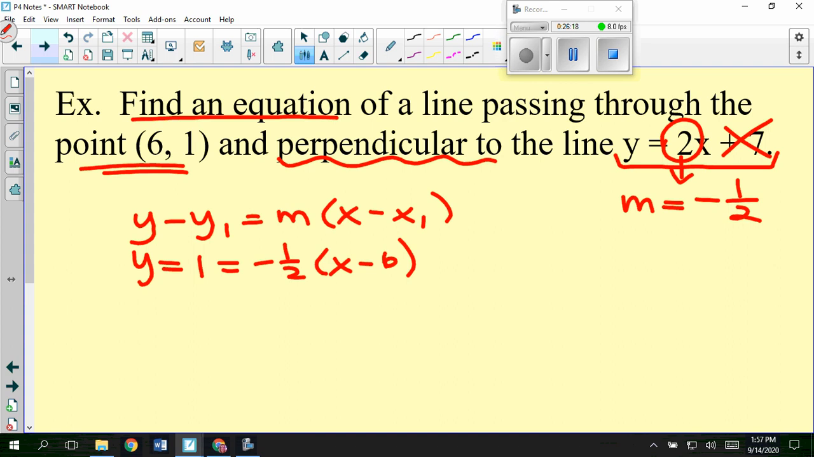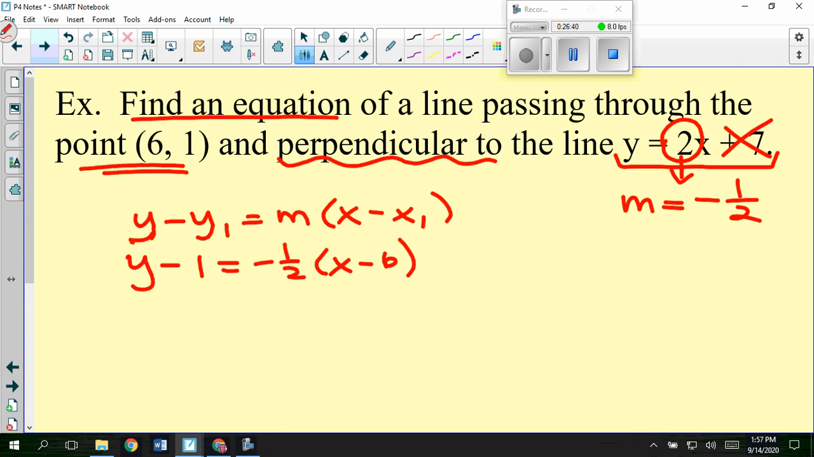Now, technically speaking, I could stop here, and I have, in fact, found an equation of a line passing through the point. Most of the back of the book won't leave that here. I'm sorry, I'm not sure why I had two equal signs. I don't have anyone here to notice that. My fault. Sorry about that.